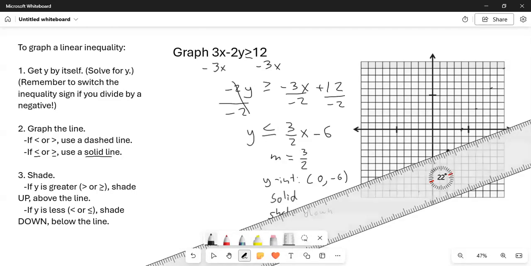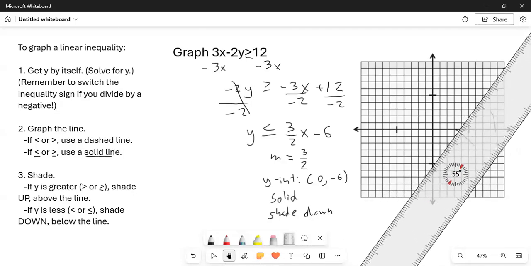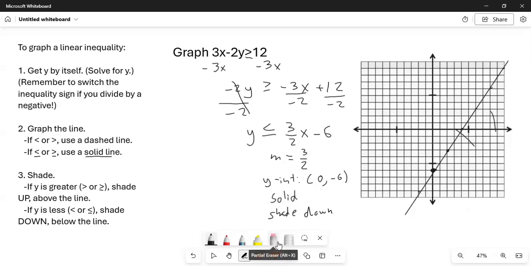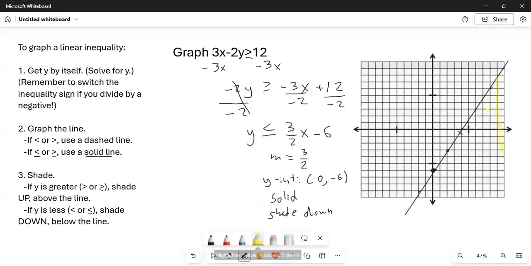And then connect those points with a straight solid line this time. And because we have y is less, we are going to shade down below the line. Below our line is over here on the right, so we're going to shade over here, and you've made your graph.